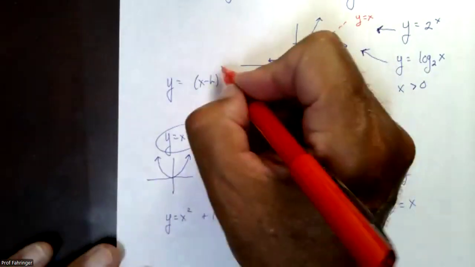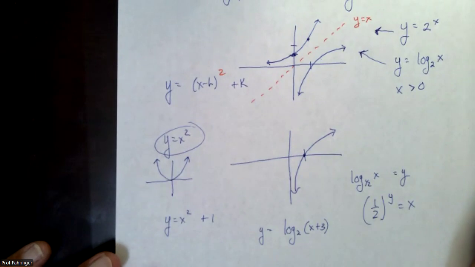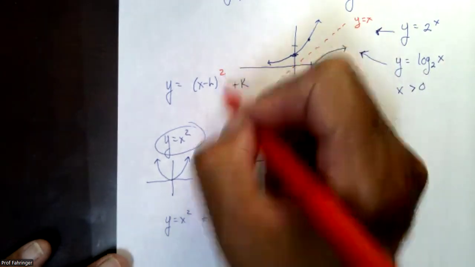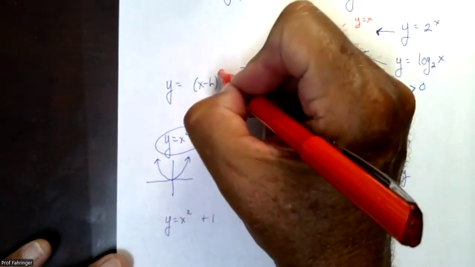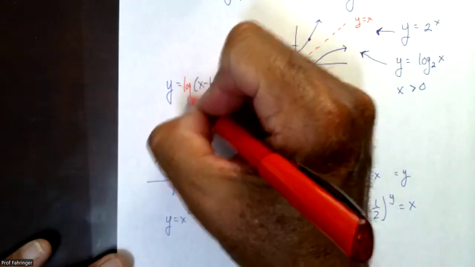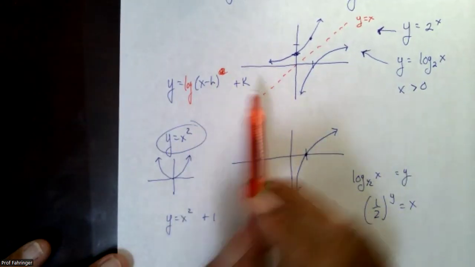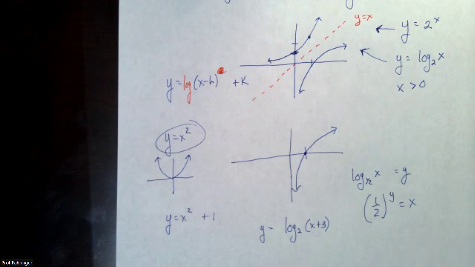So remember, we did squares before, y equals x minus h squared, and that was our parent function. Now we're doing logs, but the h and k still are going to work the same, moving me up and down.